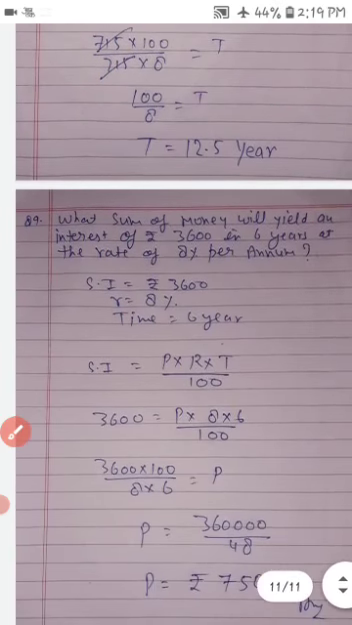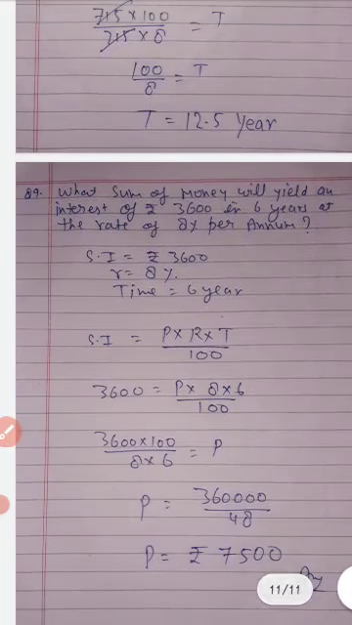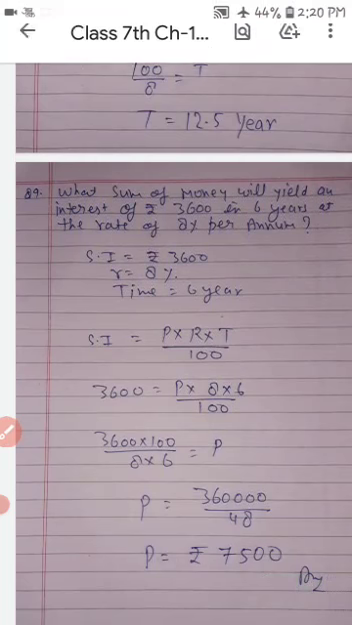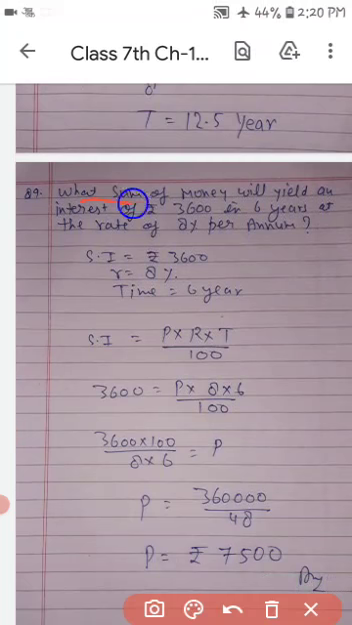Now look at question number 9. Question number 9 is: what sum of money will yield an interest of rupees 3600 in 6 years at the rate of 8% per annum? Simple interest is equal to rupees 3600, R is equal to 8%, time is equal to 6 years.